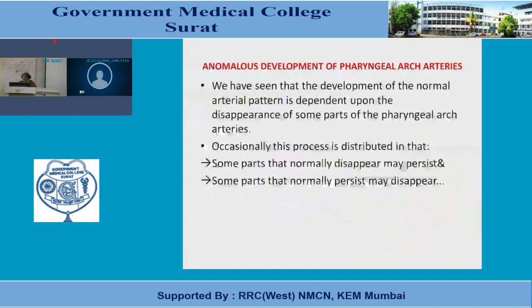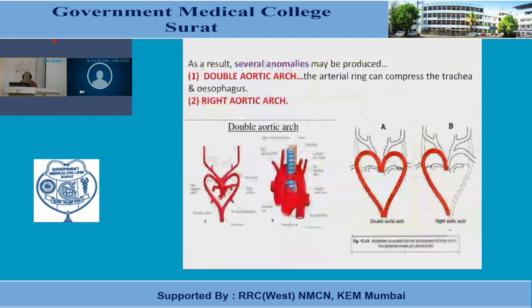So here may be produced, number one, the double aortic arch. The arterial ring can compress the trachea and esophagus. Now here you can see the diagram. This is the trachea and this is the esophagus. We can see the tracheal rings along with the blue portion, and behind that is the esophagus.